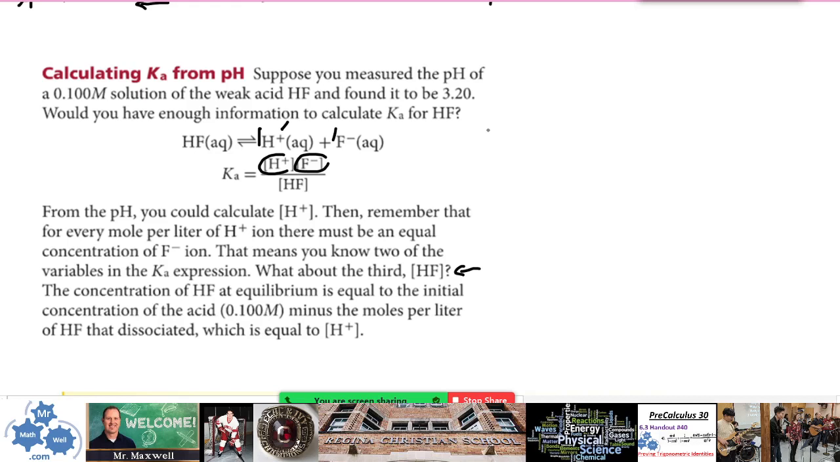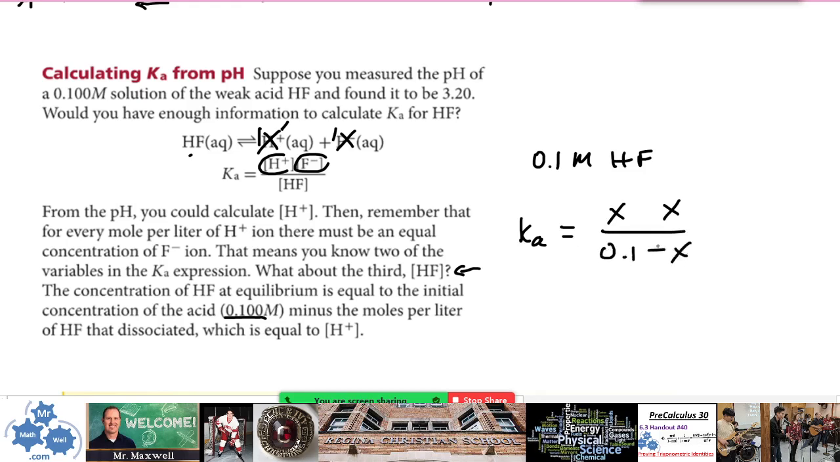So if you remember Keq, or let's say that we have X here. We don't know what this concentration is, and we have X here. Then HF, let's say that we have 0.1 molar, right? 0.1 molar HF. Then in this Ka, we would have X here, and then we'd have 0.1 minus X. So do you remember this kind of thing?